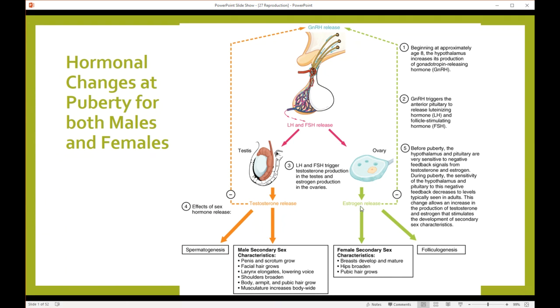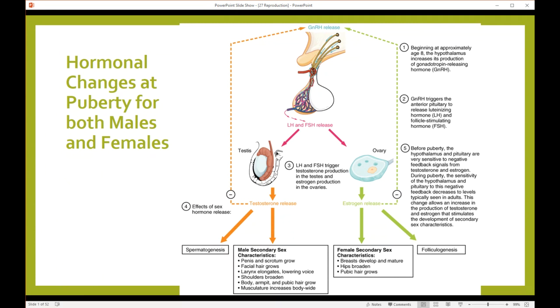Okay. Then as far as females go, we're going to start to see that estrogen release, right? So we're going to start to see the development of the female secondary sex characteristics. The breasts are going to start to develop and mature, the hips are going to broaden, and we can even start to see some pubic hair growing in females. And then we start what's called folliculogenesis. Okay? Now, before puberty, the hypothalamus and the pituitary are very sensitive to our negative feedback signals from testosterone and estrogen. However, during puberty, the sensitivity of the hypothalamus to the negative feedback decreases to what we see in adult males and females, okay?